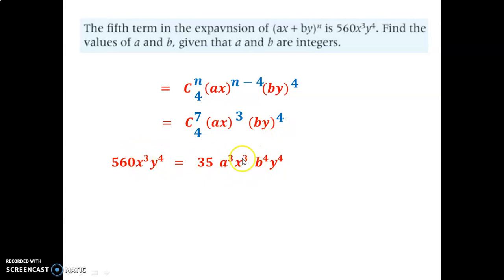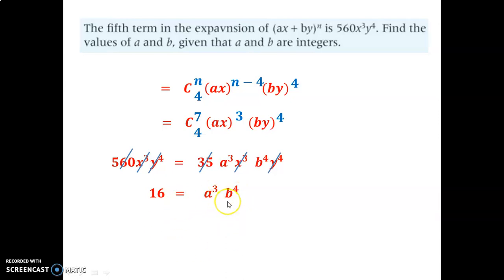Let's look at things we have in common here, because we can cancel them away. For example, let's go one step further. So that y to the 4th cancels with this y to the 4th. This x cubed cancels with that one because we can divide both sides by that. We can also divide both sides by 35. So the 35 cancels here, but when I divide 560 by 35, I get 16. So I've gotten rid of some common pieces. I've simplified this by dividing by 35. Now I have this. So 16 equals a cubed b to the 4th.